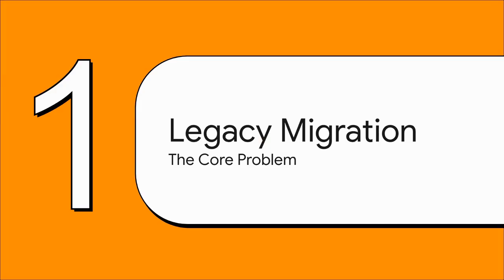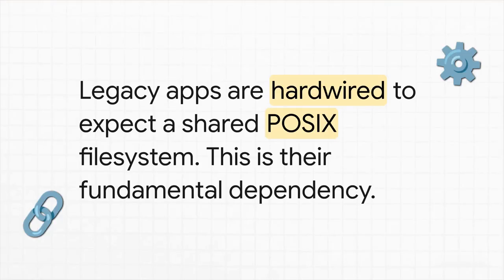Okay, so before we even start talking about solutions, let's just take a second to really understand why this is such a common and, frankly, frustrating problem to begin with. The whole thing really boils down to this dependency on what's called a shared POSIX file system. Now, don't let the term throw you off. All POSIX really is, it's like a universal language for files. It's a standard for how operating systems are supposed to handle basic stuff like read, write, open, close. And these old apps are just hardwired to expect this kind of shared access to just be there.